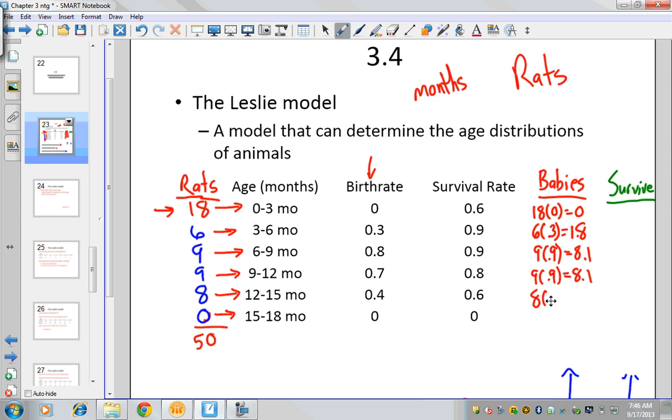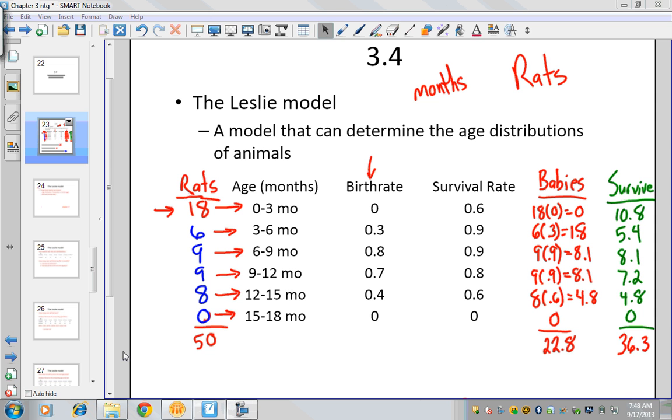So 8 times 0.6, I believe that is 4.8. And once again, there's no one in our other age group. If we were to add all this information up, we would get a total of 22.8 rat babies. Now we have to figure out how many survived. I'm going to pause the video and do all this math just to save us some time. Okay, that's how many rat babies survived.